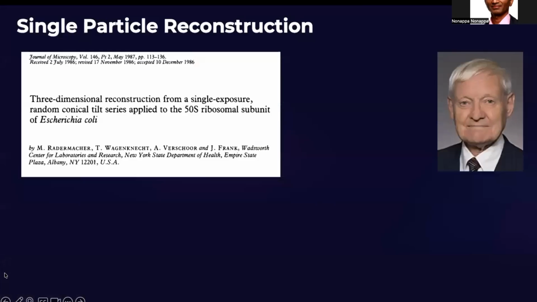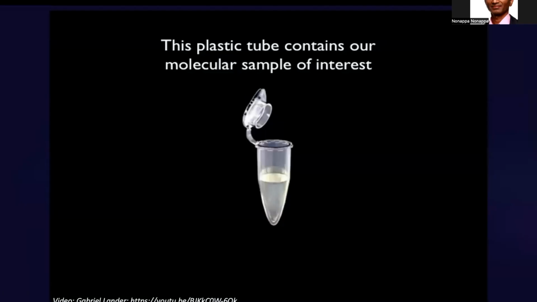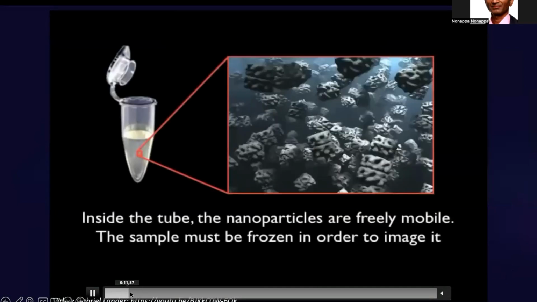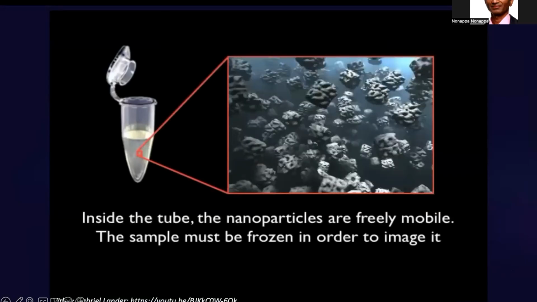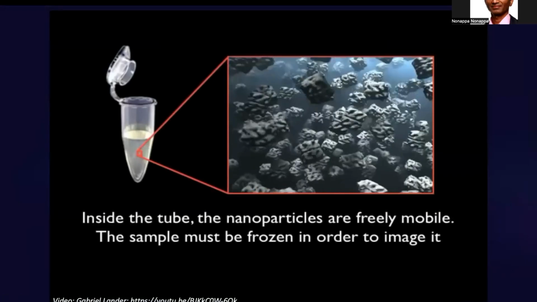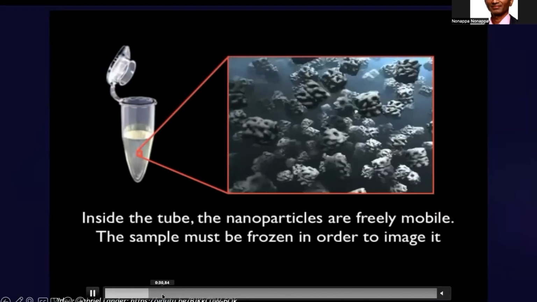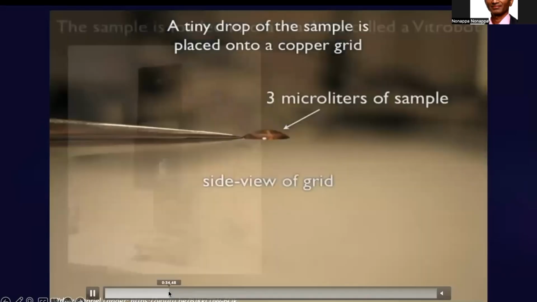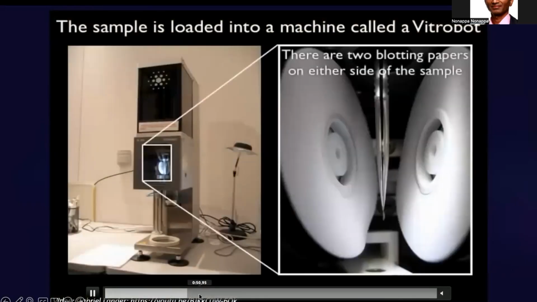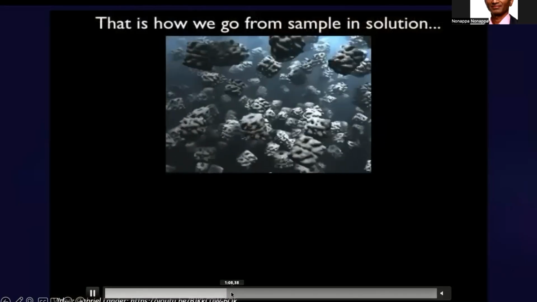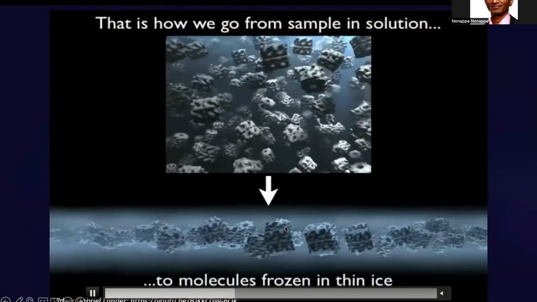This is a video from Gabriel Lander from the Scripps Institute. He has shown exactly how cryo-EM works. And here is a sample with particles. This is a GroEL chaperone complex. So you can imagine that in water they're moving randomly. Now, when you take this sample and do the vitrification as shown before, they are rapidly frozen, as shown below, in different orientations.